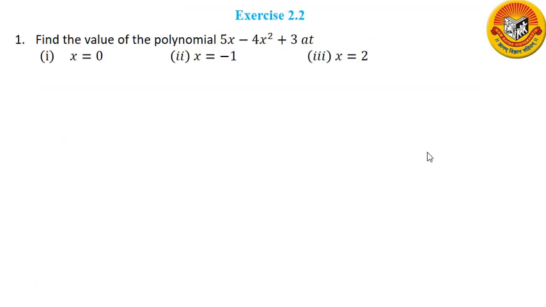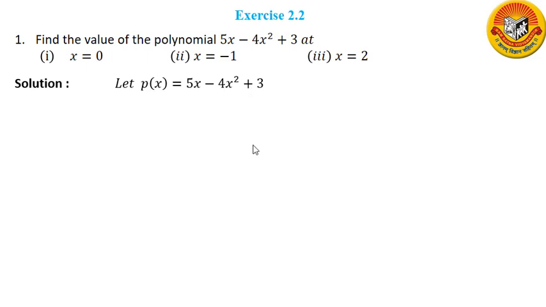Find the value of polynomial 5x minus 4x square plus 3 at x equals 0, x equals minus 1 and x equals 2. So what we will do? We will first write the given expression as p(x). p(x) is equal to 5x minus 4x square plus 3.